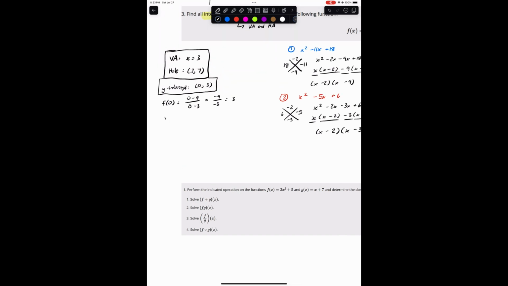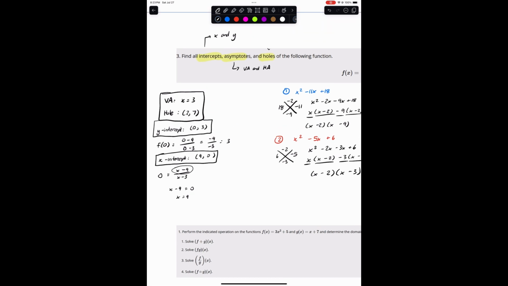For the x-intercept, we're solving for when f of x is 0. So 0 equals x minus 9 over x minus 3. Only care about the numerator, as the numerator is just a solution to make the fraction 0, because again, when a numerator is 0, the whole thing is 0. x minus 9 equals 0, x equals 9. So x-intercept is 9 comma 0. There's our next answer.